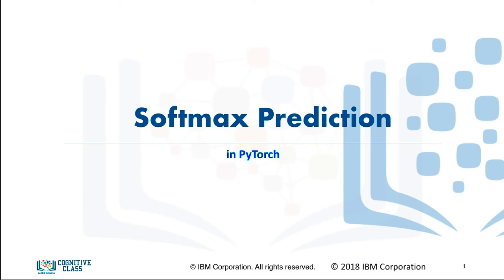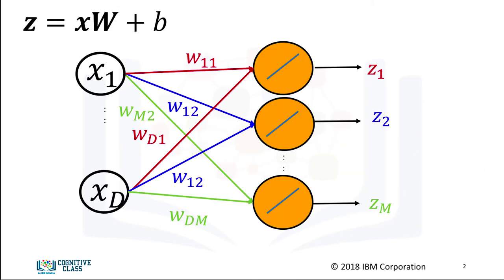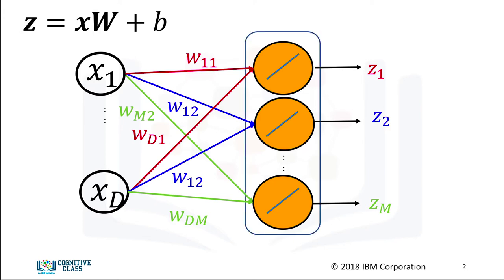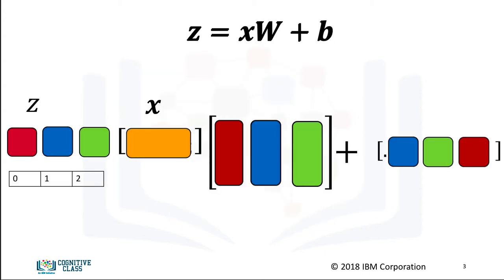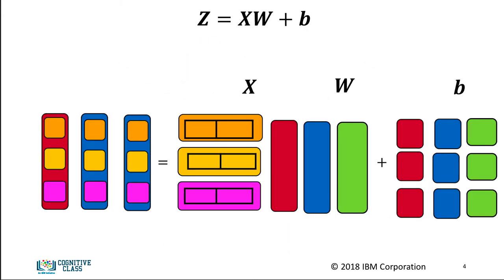In this video, we'll discuss softmax prediction in PyTorch. So the directed graph for softmax regression is identical to that of multiple output linear regression, but as we discussed before, there is an actual nonlinearity applied in the training, but for prediction, it doesn't really matter. So the model is identical to multiple output linear regression, but instead of y, we use z, and we're very interested in the column indexes of z.